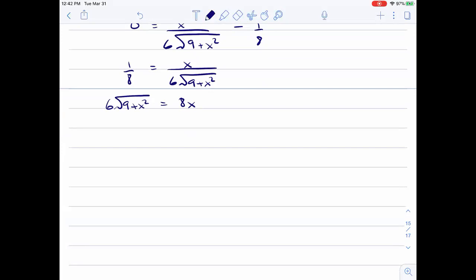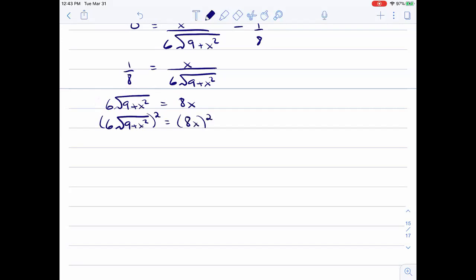One thing that I'm going to do to get rid of the square root is square the whole thing. It might be easier to deal with. And so what I'm going to do is have (6 times the root of 9 plus x squared) squared.